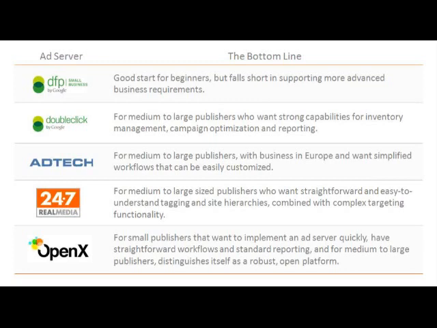DFP Premium, AdTech, 24/7 Media, OpenX are all good options for medium to large publishers. DFP Premium, you want the strong capabilities for inventory management, optimization, and reporting. It's a good choice. AdTech, medium to large publishers, it'll do the job. Especially if you've got business in Europe and want simplified workflows, it's a good thing to go ahead and look at. OAS, 24/7 Media, the straightforward, easy to understand tagging and site hierarchies combined with complex and powerful targeting makes it a good thing to look at if those are big concerns for you.